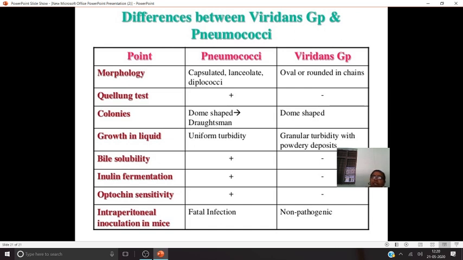It is detected by culture, staining and microscopy, by collection of sputum and CSF. In the condition of peritonitis, you can collect the peritoneal fluid. Under the microscopy, the colonies show a Draughtsman or coin-like appearance. If we discuss the biochemical reactions, the most important are the bile solubility test, inulin fermentation, optochin sensitivity test and quellung reaction. These are the very important biochemical reactions we are seeing in the pneumococci.